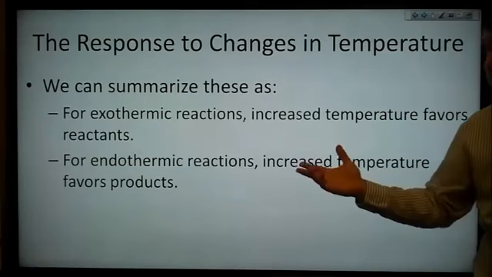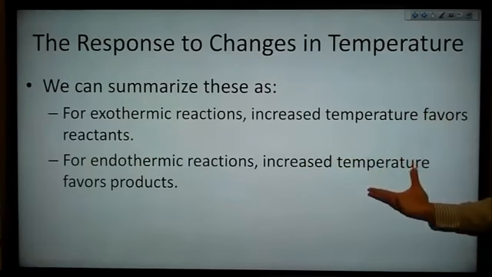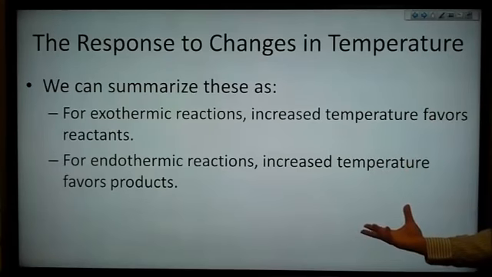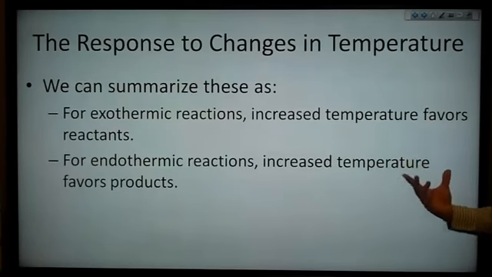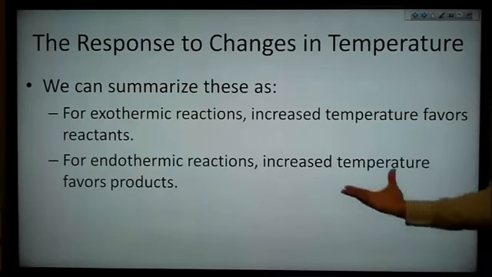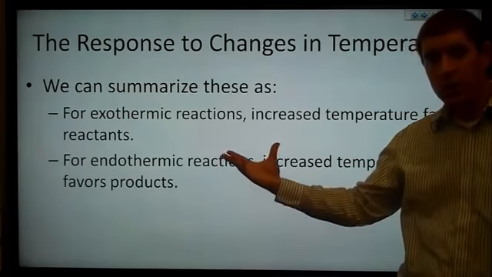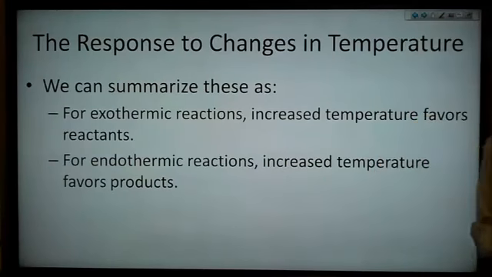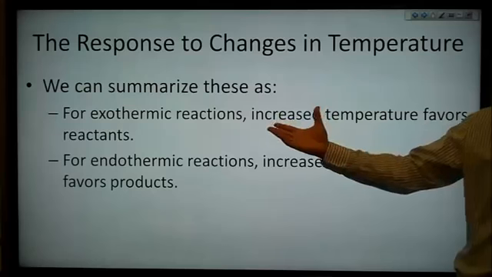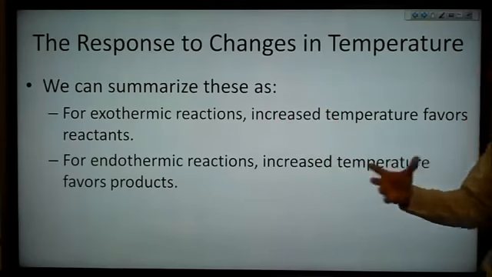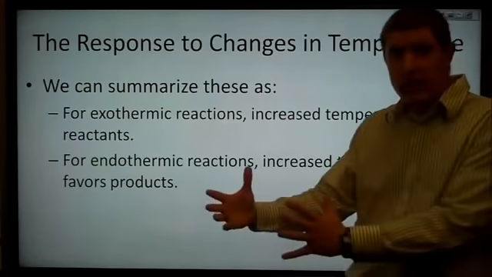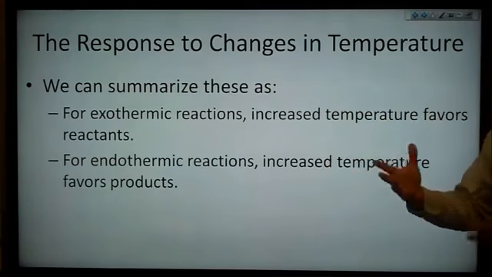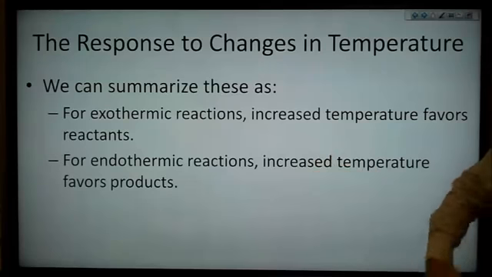So we can summarize these like this. For exothermic reactions, increased temperature favors reactants, and for endothermic reactions, increased temperature favors our products. Right? So if our reaction is going to absorb energy, so it's endothermic, if we heat it up, we're going to get more of our products. If our reaction releases energy, if we heat it up, we're going to get more of our reactants, less of our products. Right? This makes sense. So for an exothermic reaction, to get more of our products, we want to cool it down. For an endothermic reaction, we want to heat it up.